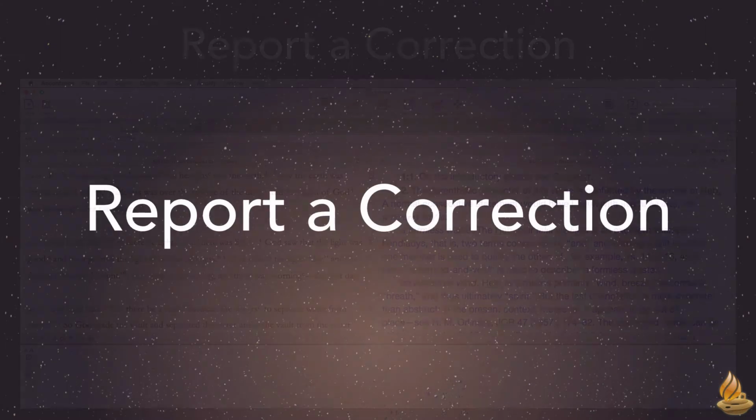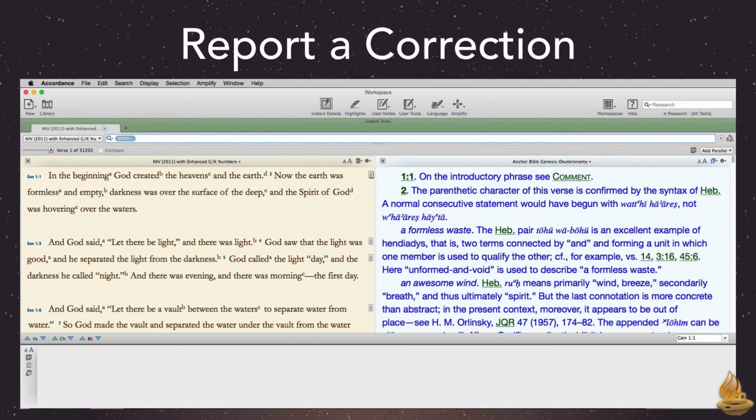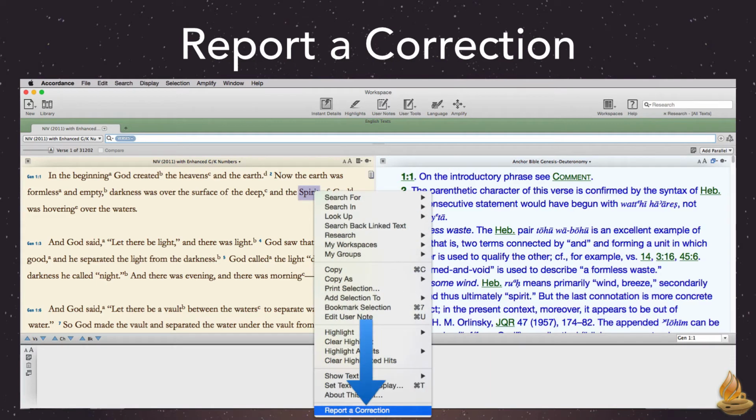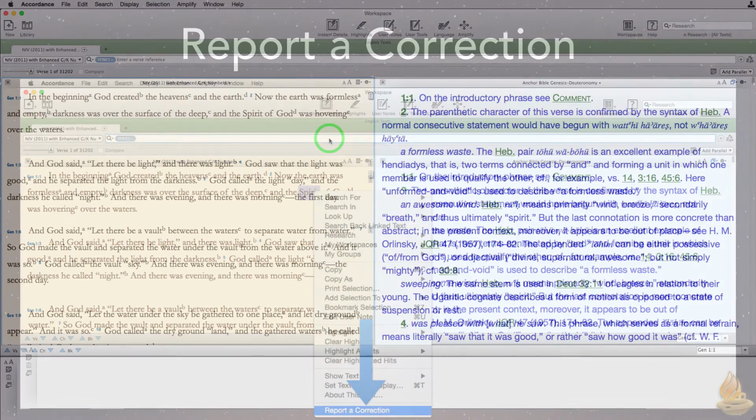Report a correction. Ever select a word or phrase, right-click to access the contextual menu, and wonder what this item was at the very bottom? Report a correction is another one of those nice little details in Accordance. It enables us to maintain an active feedback loop with our users and keep our texts and tools as error-free as humanly possible. Here's how it works.